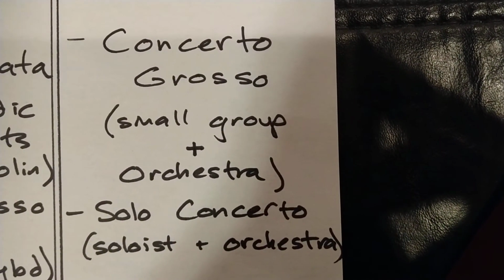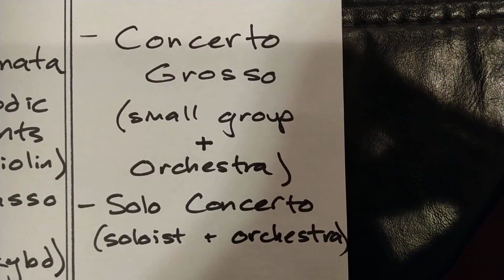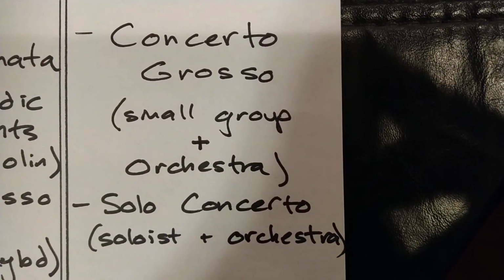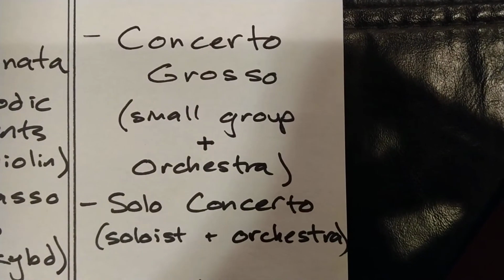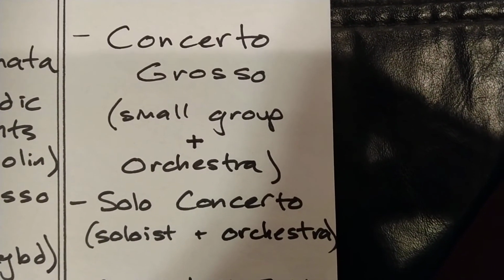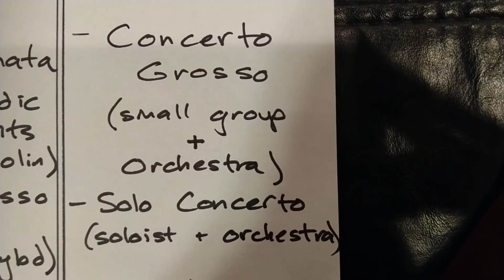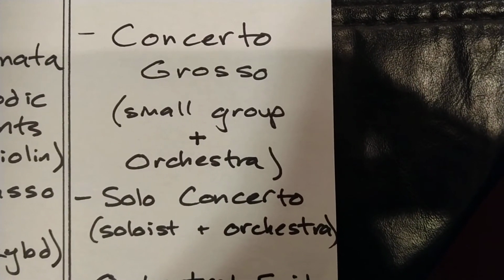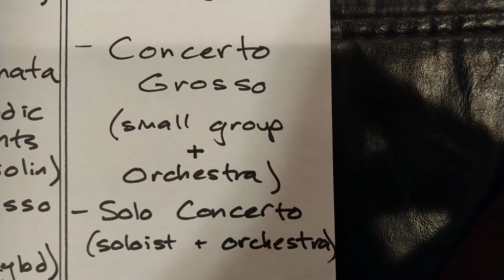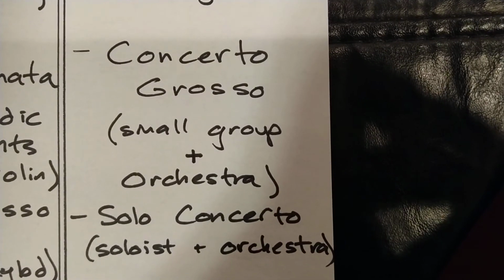And the orchestra's role is mostly to sort of back up the small group or the soloist, right? The soloist or the small group is kind of front and center, and the orchestra is in a little bit more of a supporting role. Right? So that's the only difference between a concerto grosso and a solo concerto. Grosso, by the way, just means big. So the big concerto has a small group and orchestra. The solo concerto has an individual soloist, and that soloist might be a violinist, might be a keyboard player, could be a flute player, really could be any instrument.